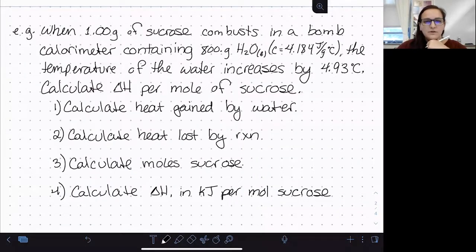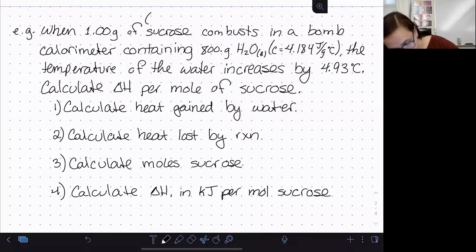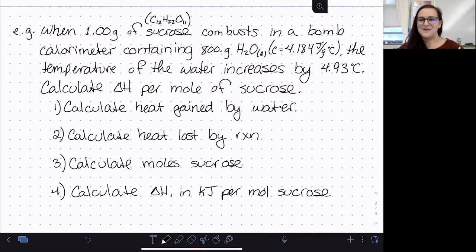So we can take a very similar approach when we're solving problems in this type of calorimeter, mostly all the same, just keeping in mind what mass we need to use. So for this one, we have 1 gram of sucrose combusts in a bomb calorimeter containing 800 grams of water, and the temperature of the water increases by 4.93 degrees Celsius. Calculate delta H per mole of sucrose. Just realizing I did not include the formula of sucrose, which is C12H22O11. That will be helpful.